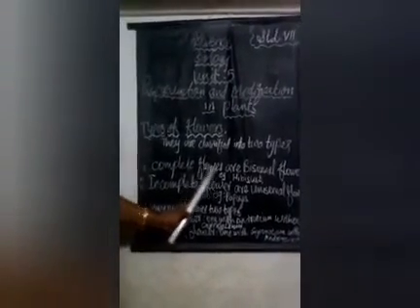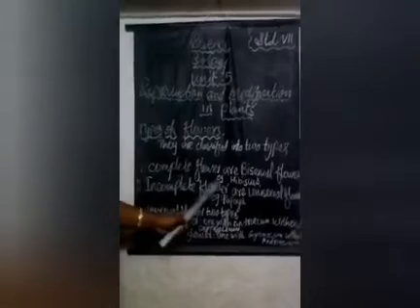A flower in which the four whorls, calyx, corolla, pistil and stamens, are all present is called a complete flower or bisexual flower. Example, hibiscus. Second one, incomplete flower or unisexual flower. Example, papaya. Here the four whorls are not all present. Calyx means sepal. Corolla means petal.